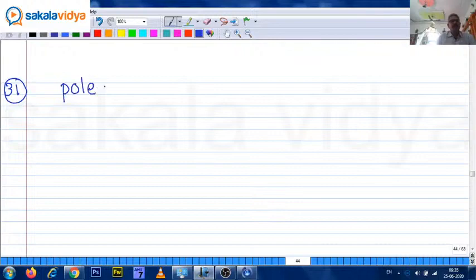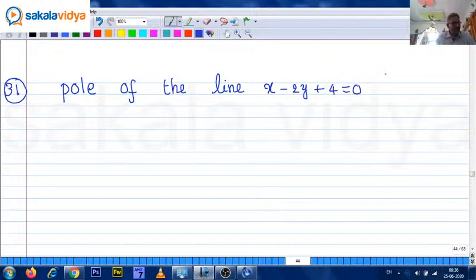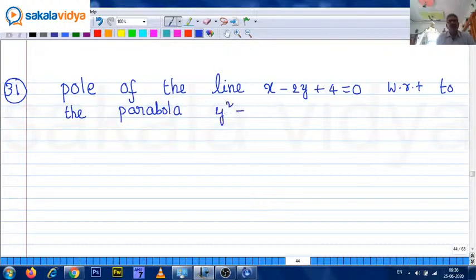Pole of the line x minus 2y plus 4 equals to 0 with respect to the parabola y square equals to 6x is.